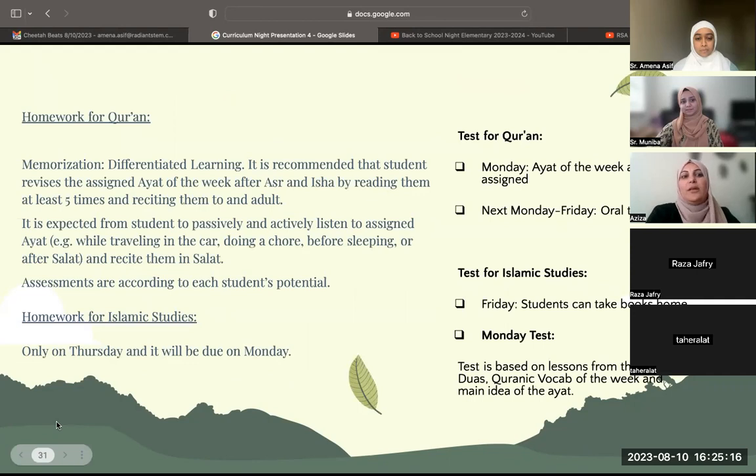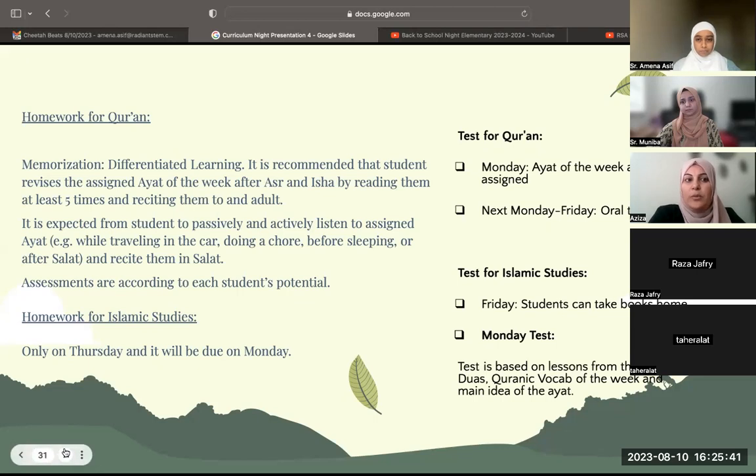Homework for Quran. There are different levels for reading and memorization. I don't give homework for memorization, but I give homework for reading. But of course, there are some students that like to memorize more. They are encouraged, and I want them to do that. Because in the classroom, the students will be given up to 20 minutes daily to practice their Quran, either reading or memorization.